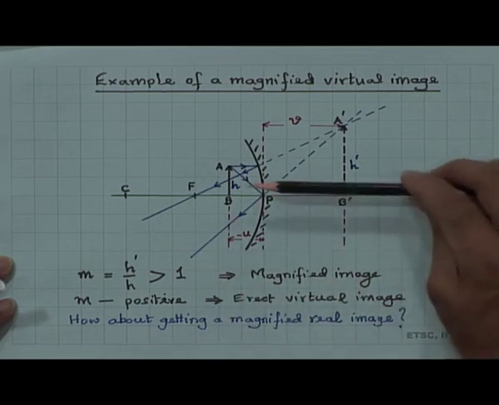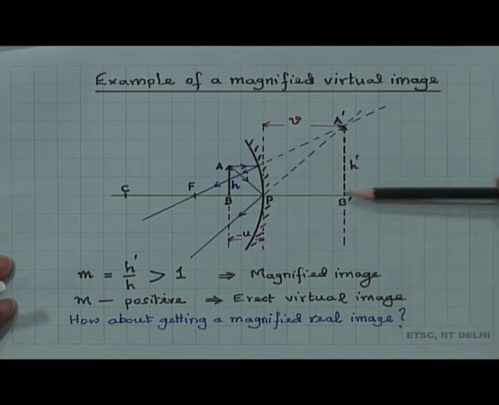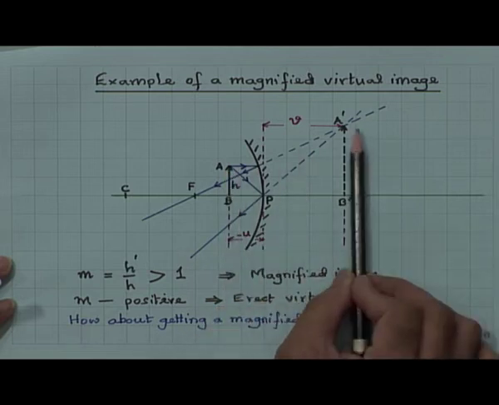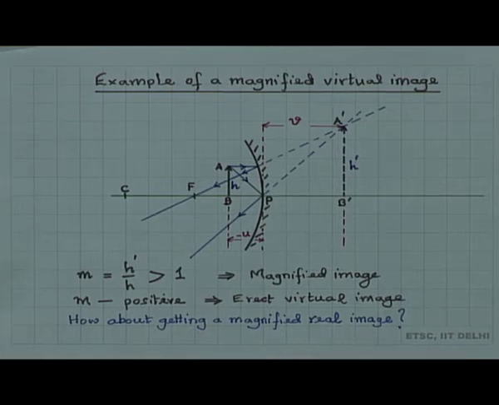AB is positive, A dash B dash is also positive, which implies m is positive. This happens when we have an erect virtual image. So, when the magnification is positive, it means the image is erect, an erect virtual image.